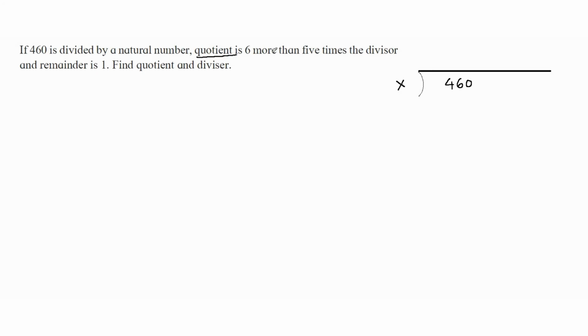The quotient is 6 more than 5 times the divisor. That is 5 times x. This number x is called the divisor. 460 is my dividend. The quotient is 6 more than 5 times the divisor, so this is the quotient, and the remainder is going to be 1.